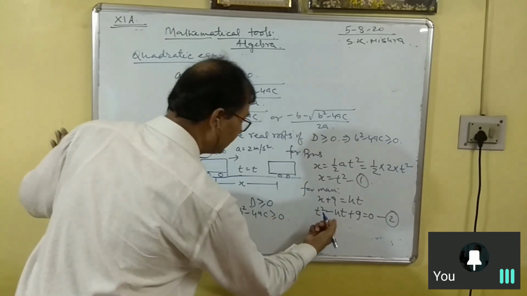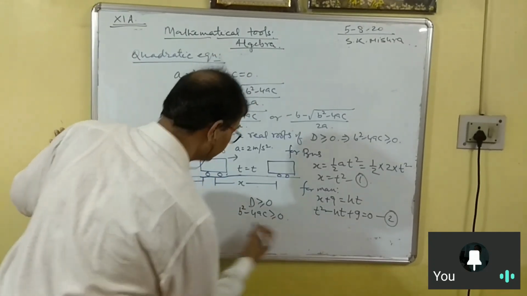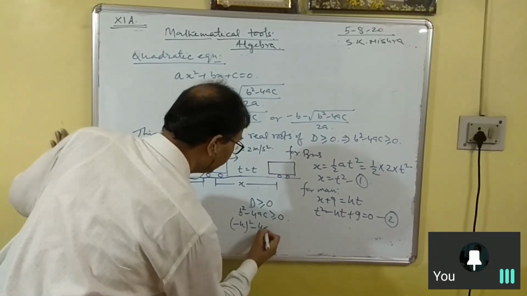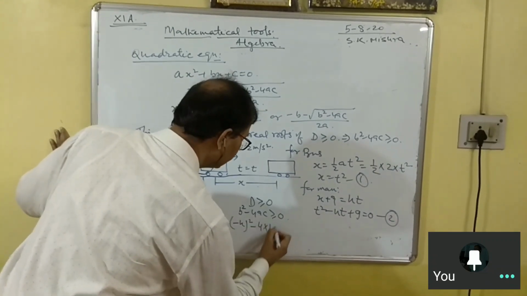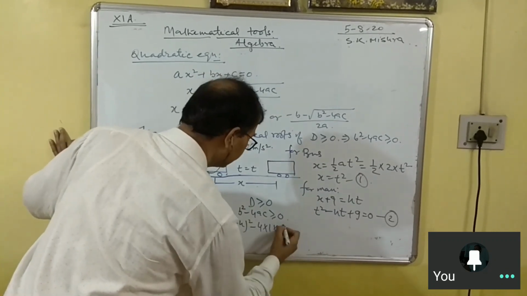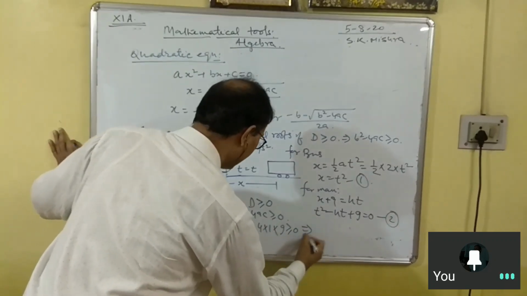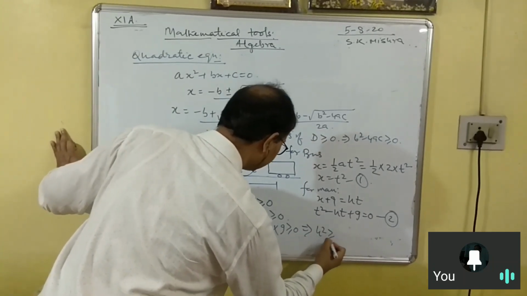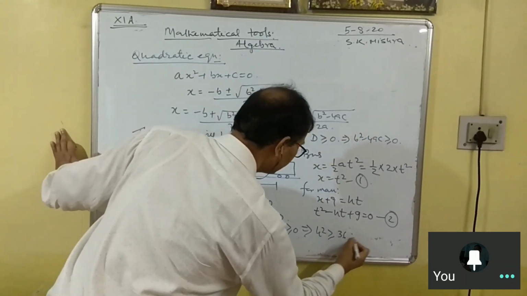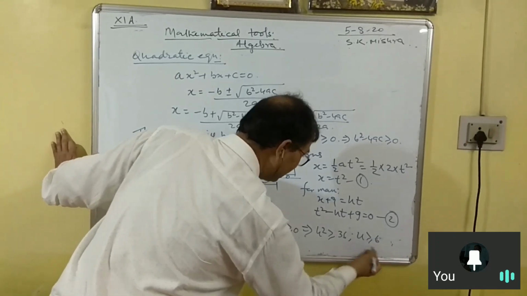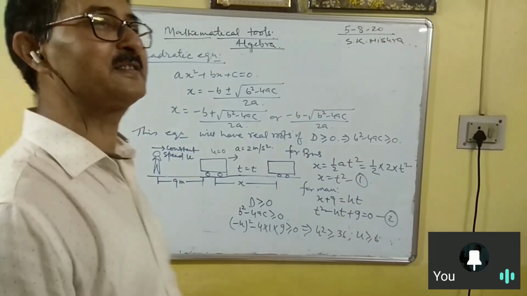So what is b here? Minus u. So minus u whole square minus 4 into a, which is 1, into c, which is 9, is greater than or equal to 0. Then u square is greater than or equal to 36. So u is greater than or equal to 6. So the minimum speed will be 6 meters per second.